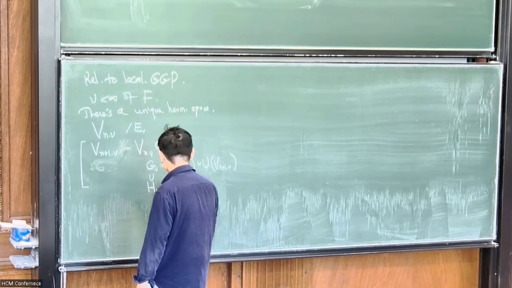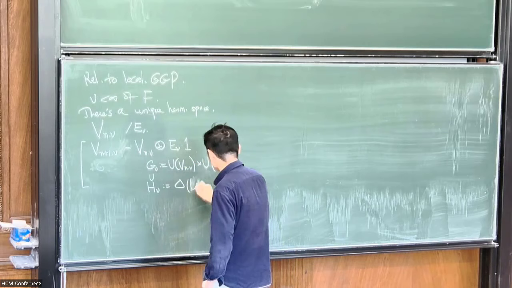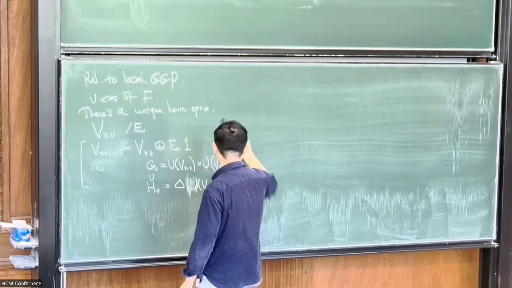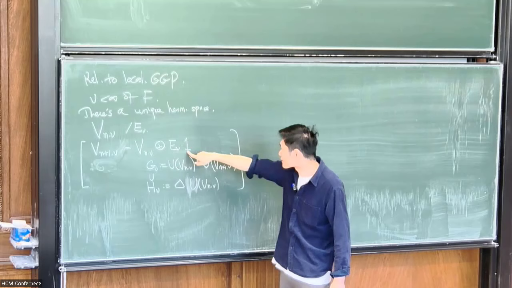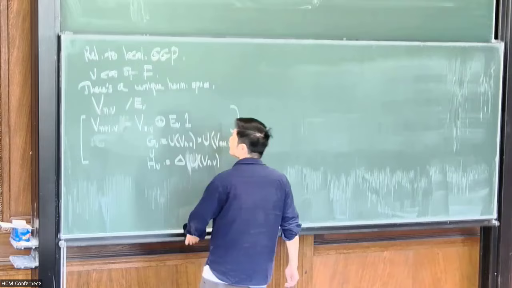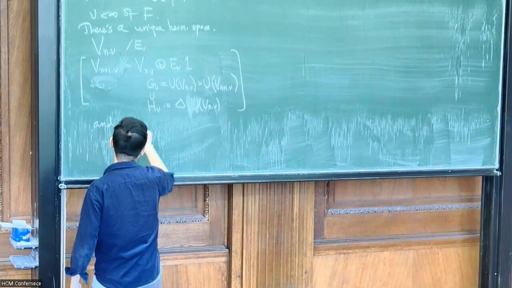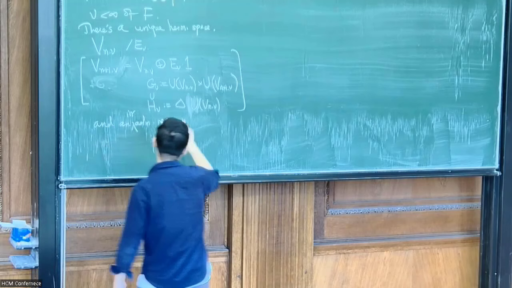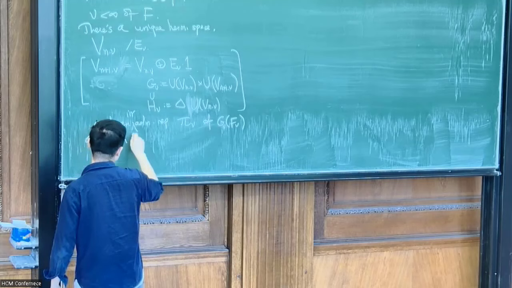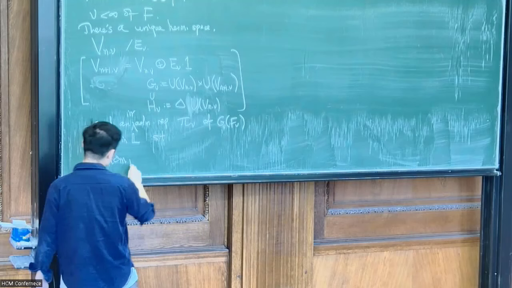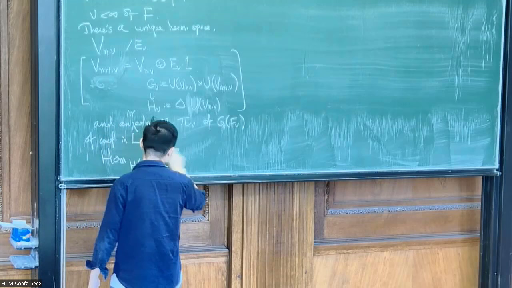And inside there is an H_v, which is just a diagonal embedding of the U(V_n,v). The unitary group of V_n,v is naturally a subgroup of U(V_{n+1,v}) stabilizing this vector, so you have a diagonal embedding. So H_v is a subgroup of G_v. There's a unique Hermitian space and an irreducible admissible representation pi_v of G_v(F_v) with coefficients in L such that there's a non-trivial Hom space to L.